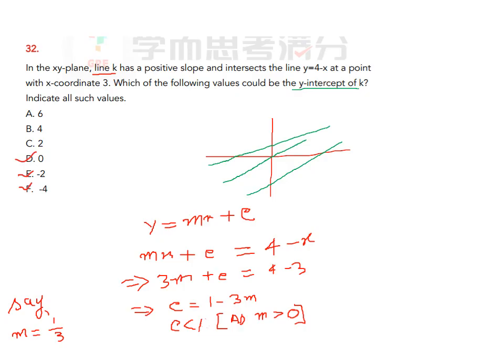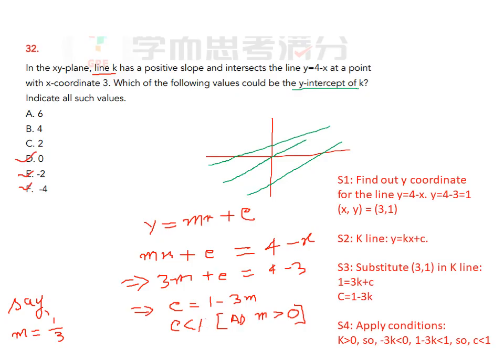Let us recap the steps in another way. Find out y-coordinate for the line y equal to 4 minus x. So x equal to 3, we get 4 minus 3 equal to 1. So the pair is 3, 1. Now substitute this point 3, 1 into the K line. So 1 equals 3k plus c. We get the same equation, that is c equal to 1 minus 3k, and then apply the conditions. We will get the same answers.